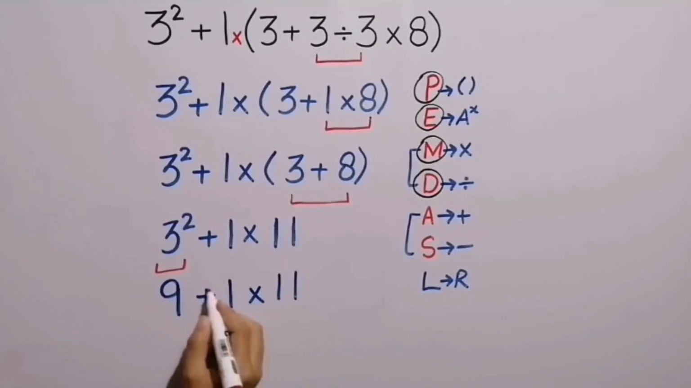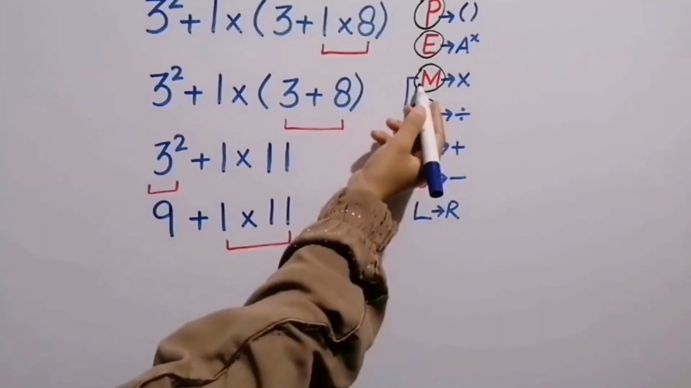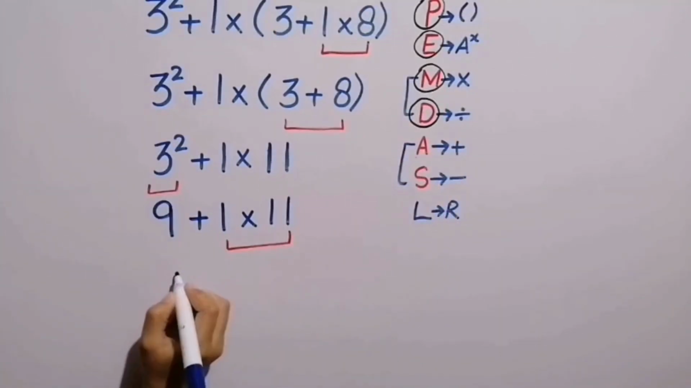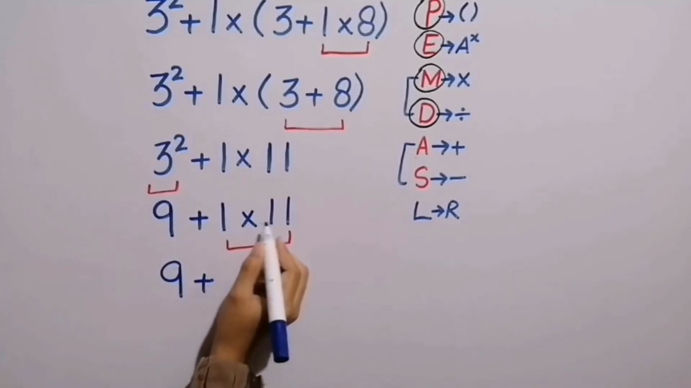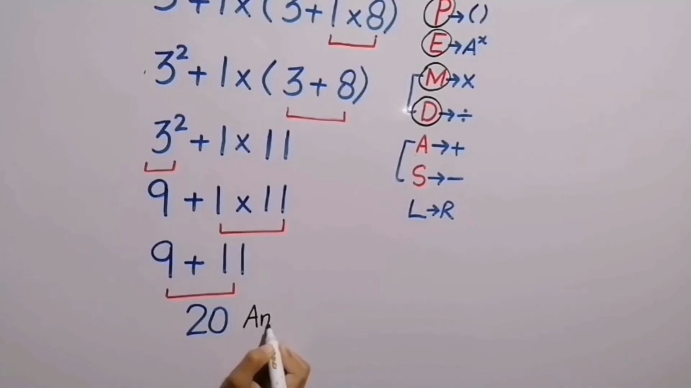Next we have addition and multiplication. First we do multiplication between 1 and 11. Because multiplication comes before addition. So we write 9 plus 1 times 11 equals 9 plus 11. Finally 9 plus 11 equals 20, and this is the final answer to this expression.